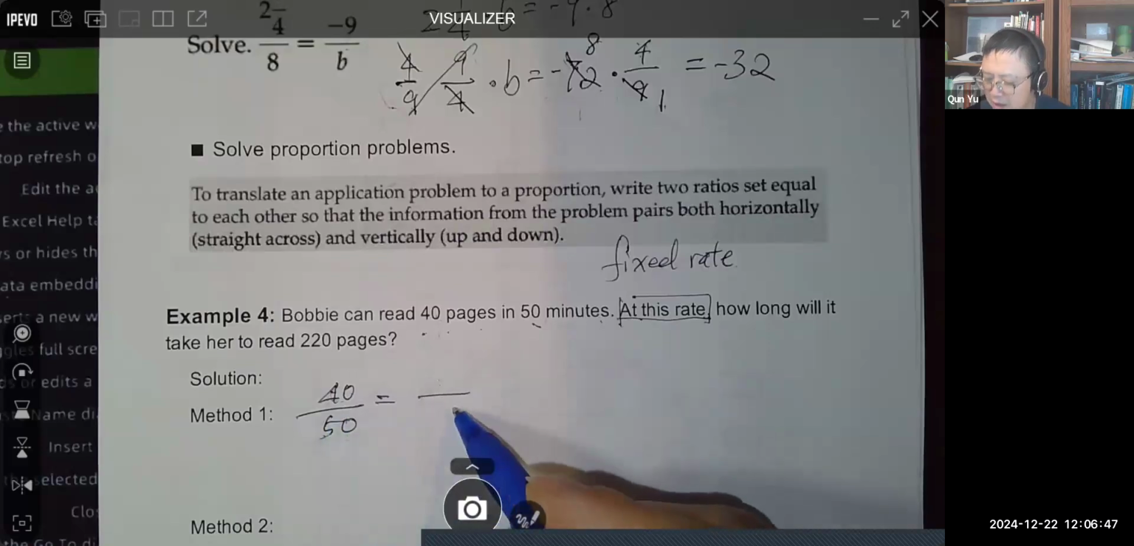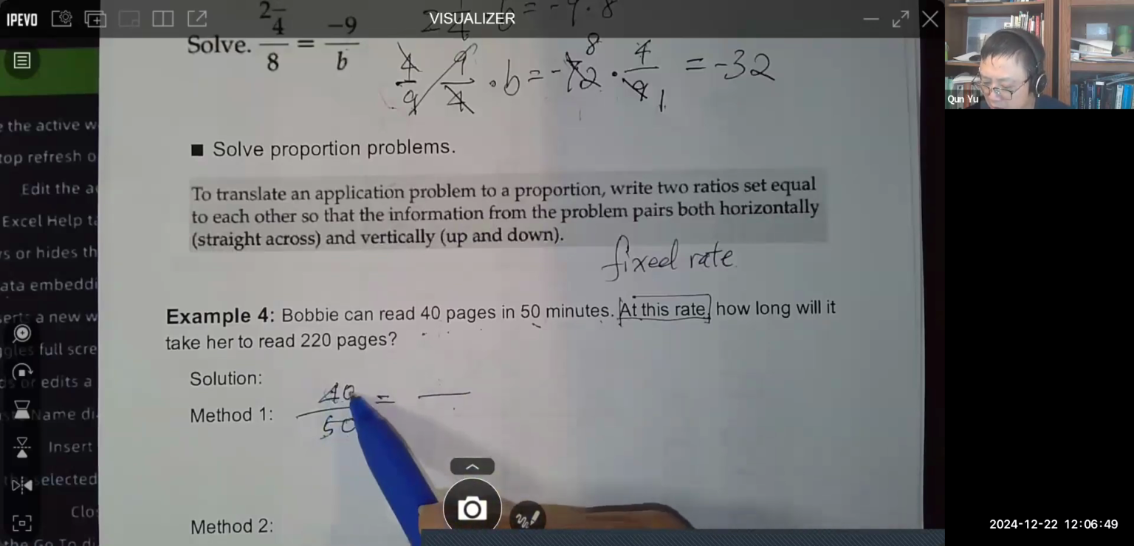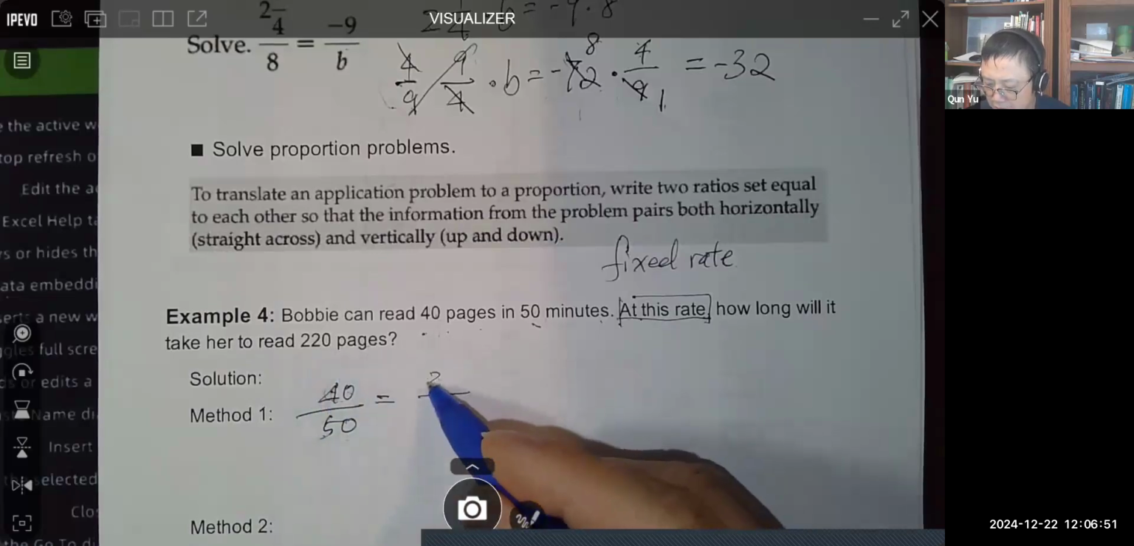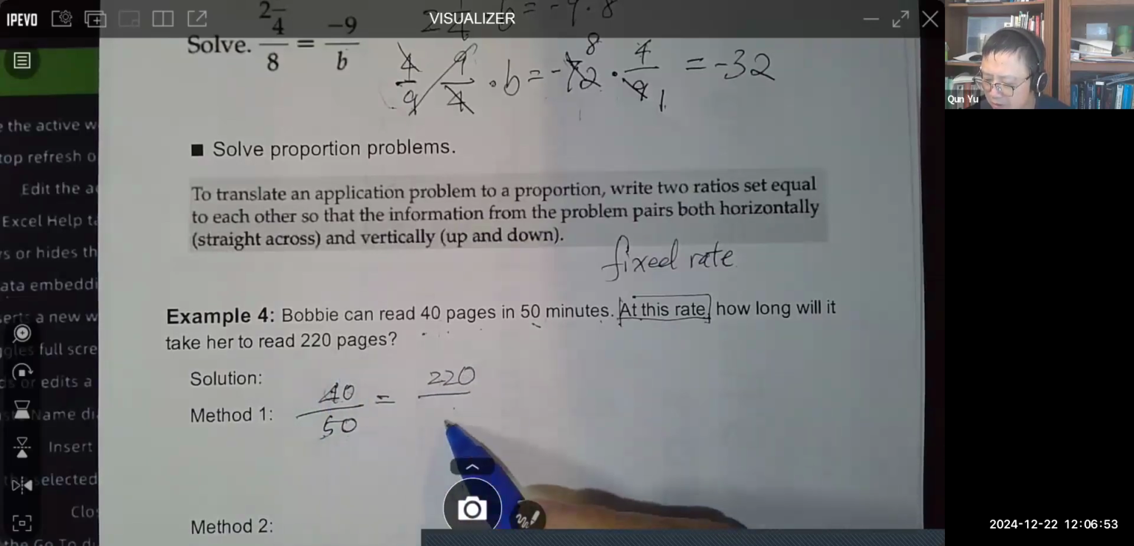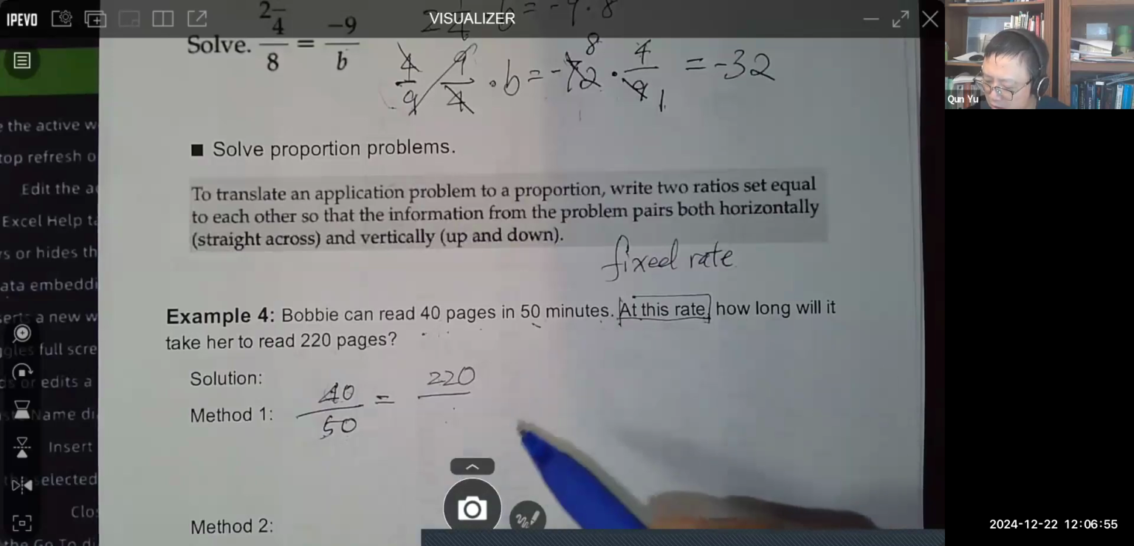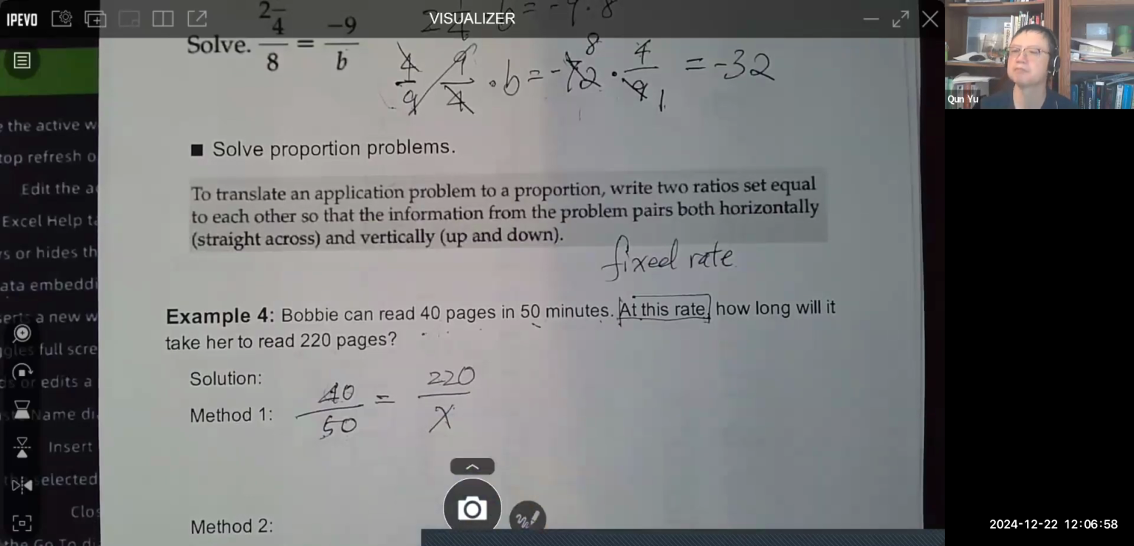Do the same thing. Pages on the top, this is pages. Pages on the top, minutes on the bottom. We are solving for minutes. We don't know. That's our X. So we can set up.